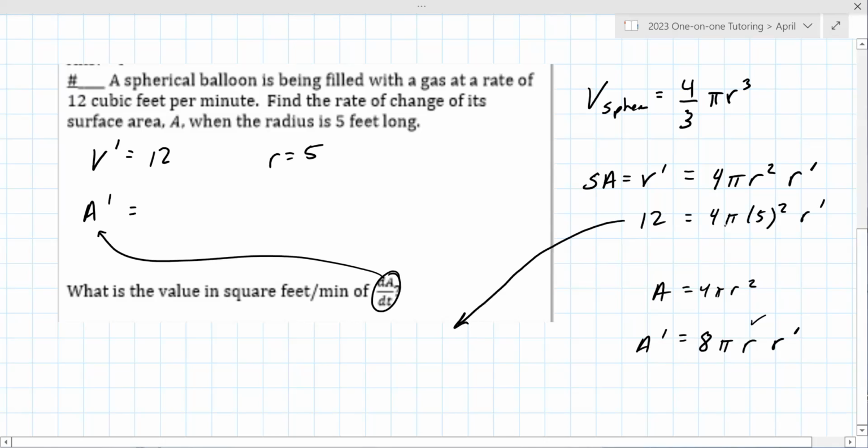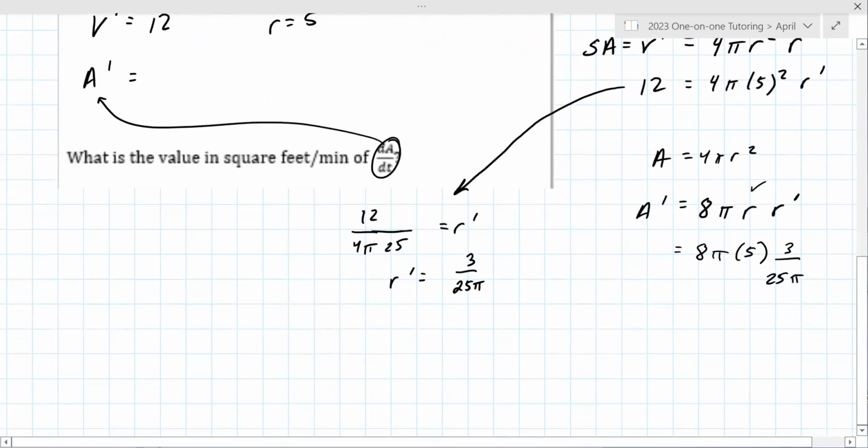A couple ways to do it. You end up getting 12 over 4 pi times 25 equals r prime. So r prime is 3 over 25 pi. And that goes over here on the right. So it's 8 pi times 5 times 3 over 25 pi. The reason you don't go to a calculator is because stuff cancels. The 5 and 5 cancel, the pi's cancel. So it looks like it's 24 over 5 as your units there.